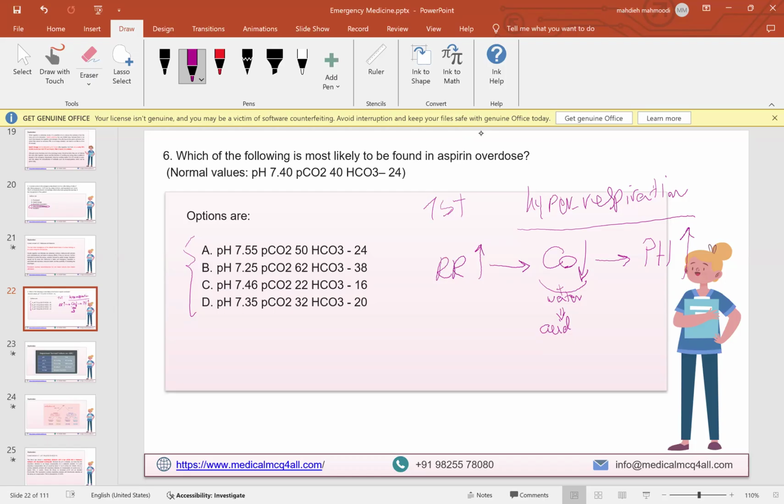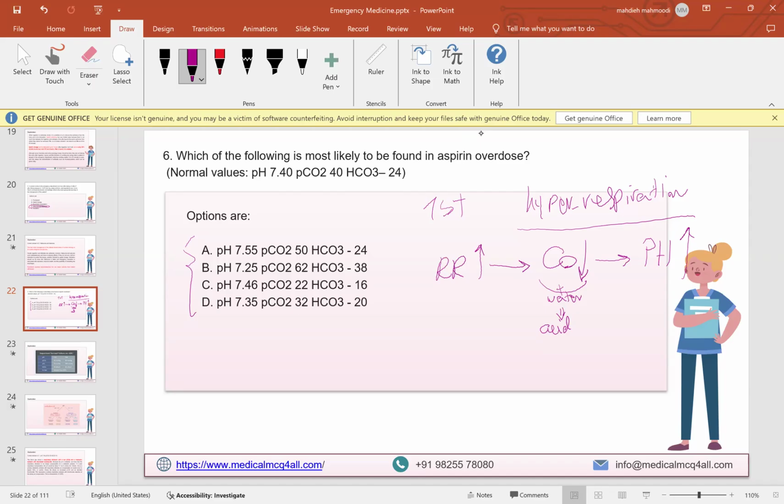Although in severe poisoning, I told you in the aspirin poisoning question, you're going to have metabolic acidosis. But severe poisoning is not as common as this one, because in all the poisonings of aspirin, you have an early stage of respiratory alkalosis. So we're looking for respiratory alkalosis.